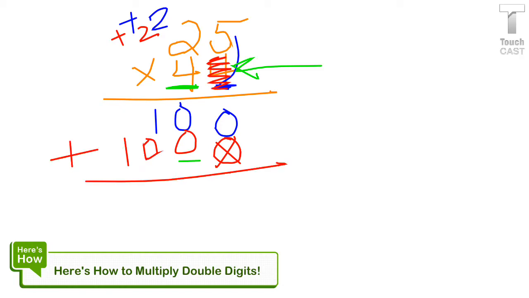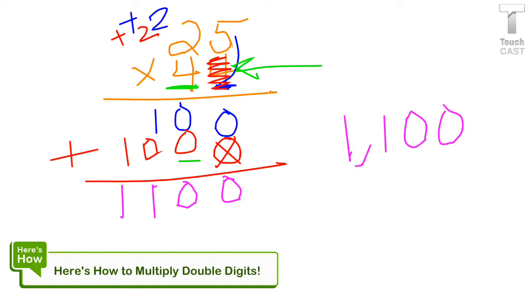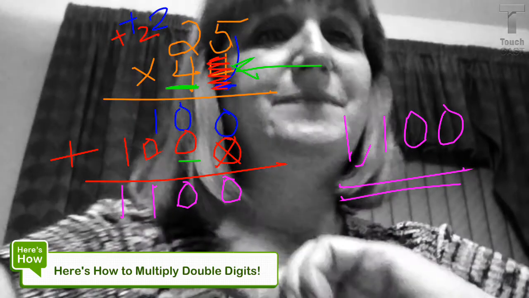Then, of course, all I have to do is add it all up, always starting at the ones place and working my way over. So my answer to 25 times 44 is 1,100, or 1,100 if you wanted to put it that way. So that's it. Easy as pie.